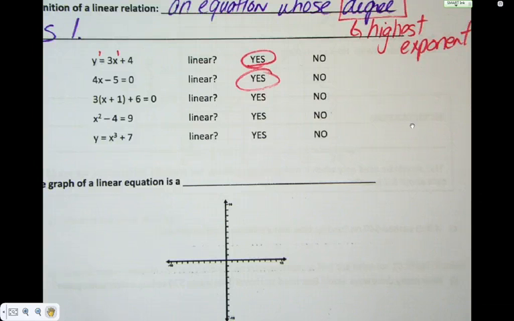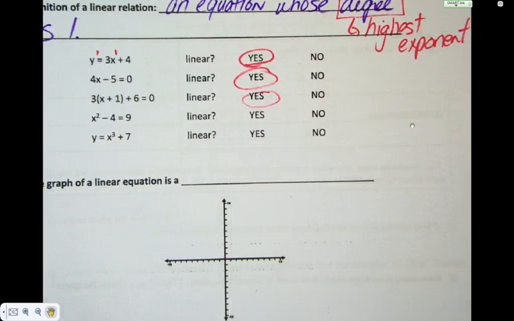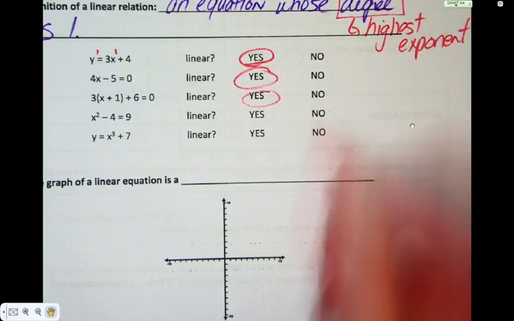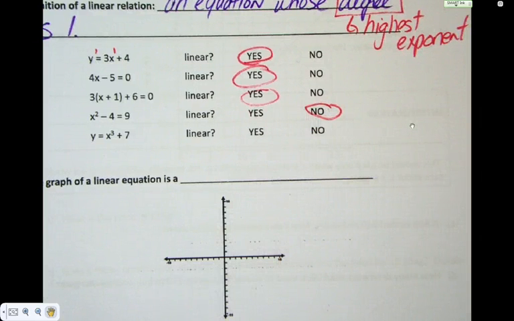Next one is brackets, don't care. We're still just looking through the exponents. Is there any exponent other than 1? So it is linear. Here's what we call a counterexample. So what do you see on the x? An exponent of 2. Does that make it linear? No. You'll meet them next year. Those are called quadratics.